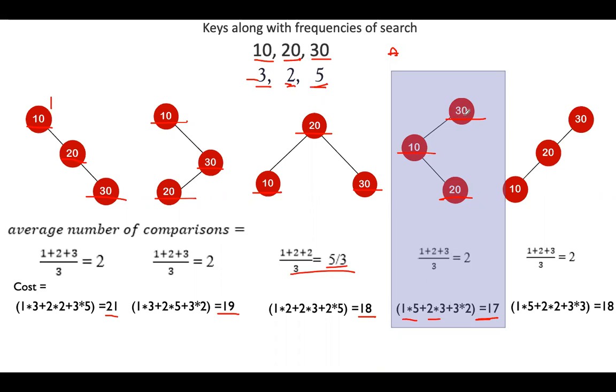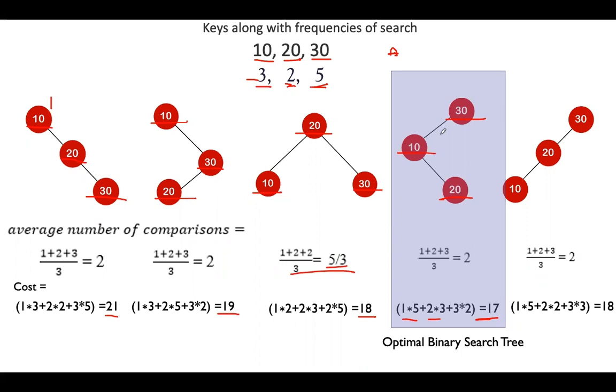And here the binary tree condition is also satisfied. Root is 30, its left child is less than 30, that is 10. And for root 10, its right child should be greater than 10, so 20 is greater than 10. Is it clear? So this tree, we call it an optimal binary search tree.